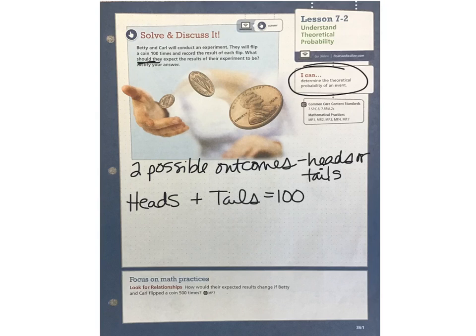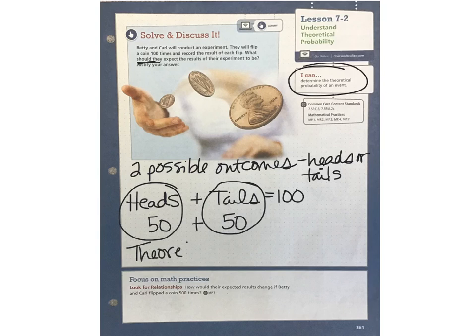Well, if I flip a coin 100 times, and because I have two equally likely outcomes, I should expect to get heads about 50 times and tails about 50 times to make a total of 100 flips. Now that's what should happen. So the theoretical probability tells me about what we expect to happen, and then if we actually conduct the experiment, that will tell me what actually did happen.